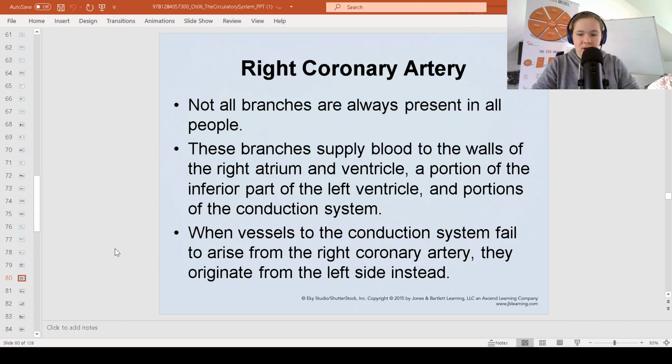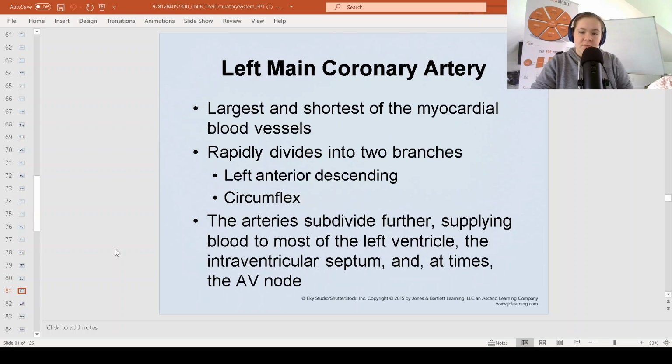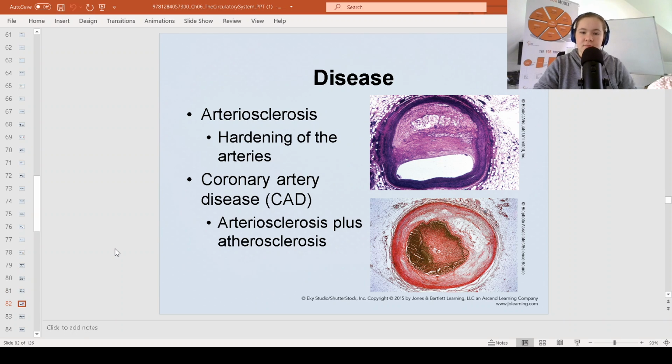These branches supply blood to the right atrium and ventricle, a portion of the inferior part of the left ventricle, and portions of the conduction system. When vessels of the conduction system fail to arise from the right coronary artery, they originate from the left side instead. The left main coronary artery is the largest and shortest of the myocardial blood vessels. These rapidly divide into two branches, the left anterior descending and the circumflex. The arteries subdivide further, supplying the blood to most of the left ventricle and intraventricular septum, and at times the AV node.